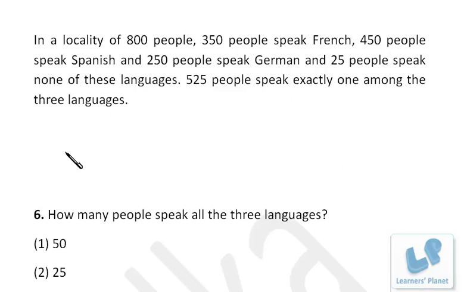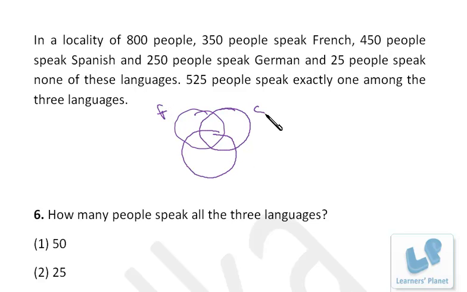Now friends, we are having this set of questions. There are 4 questions in this set. In a locality of 800 people, 350 people speak French, 450 Spanish, and 250 German. Let's draw the Venn diagram. We need to draw the 3 circles. Okay, that's French, Spanish, and German, right?